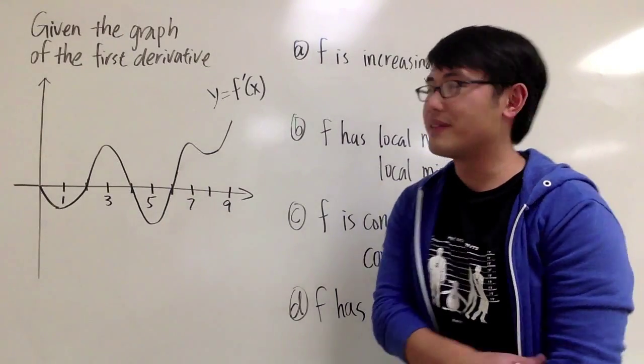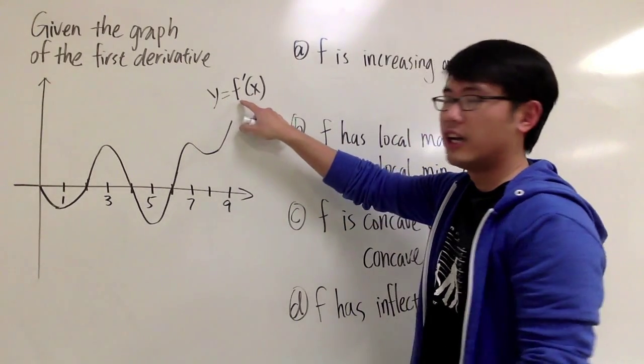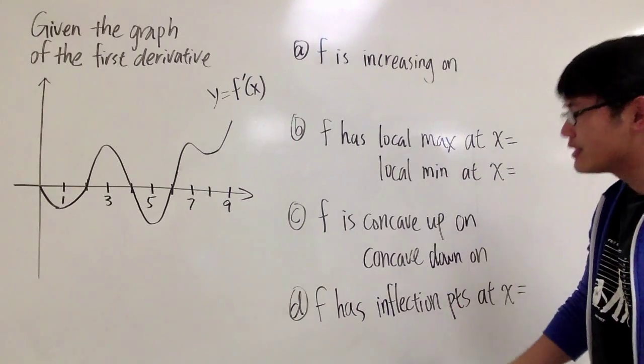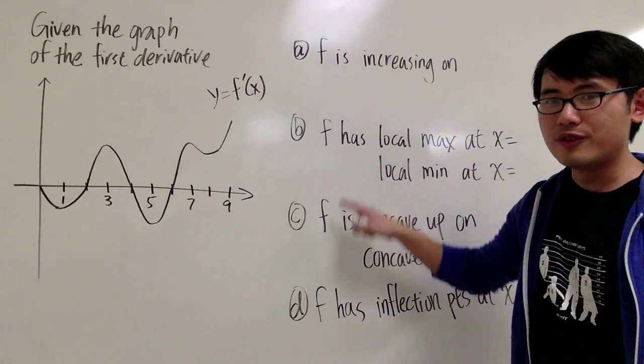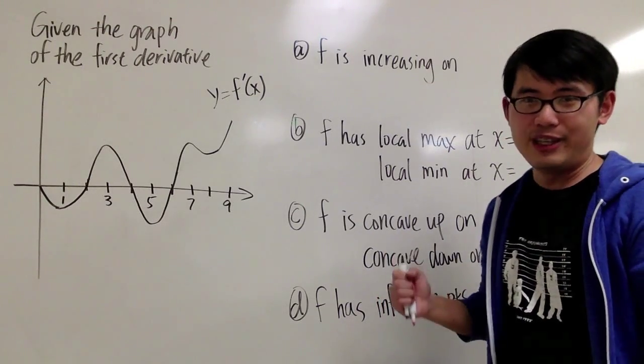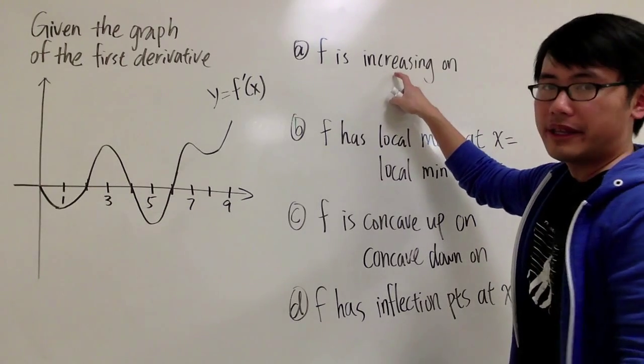Another question on graphs. We are given a graph of the first derivative, so this right here represents f prime of x. However, we are trying to answer questions with regard to the original function f. So you know that this question is going to be tricky, but it's okay, we can handle it. First one, f is increasing on what interval?